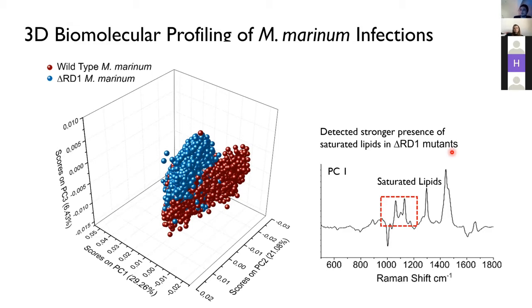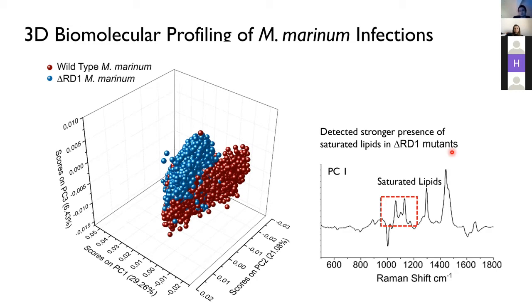So this experiment demonstrates how we can use Raman spectroscopic imaging to extract biomolecular profiles from different bacterial strains during infection in zebrafish, and how this information can be used to discriminate and analyze the state of the bacteria during the infection.